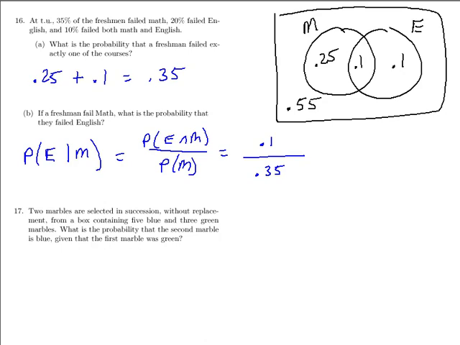Question 17. 2 marbles are drawn in succession without replacement from a box containing 5 blue and 3 green marbles. What is the probability the second marble is blue given the first marble is green? So what do we know? We know we have 5 blue and 3 green. Well, this right here told us the first one was green, now we're down to 2 green. What's the probability the second marble is blue? Well, there's still 5 blue, and there's 7 that are left.